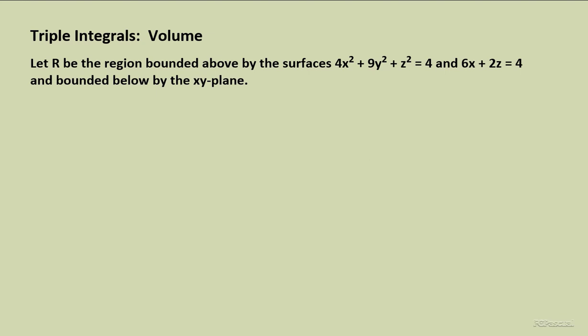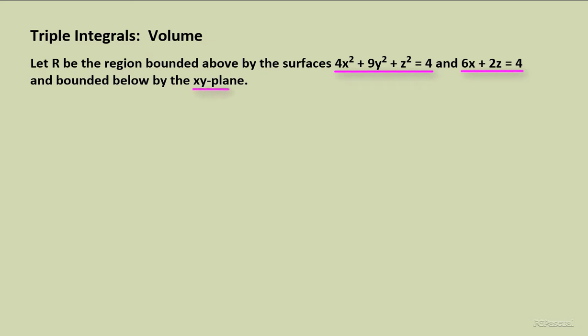In this exercise, we will set up a triple integral for the volume of the solid whose upper surface is formed by a portion of the ellipsoid 4x squared plus 9y squared plus z squared equals 4. This portion is then sewn onto a portion of the plane whose equation is 6x plus 2z equals 4. The two portions are sewn together to form one continuous upper boundary for the solid.